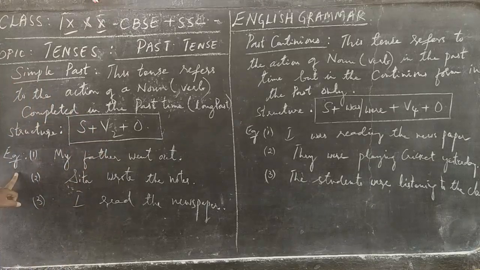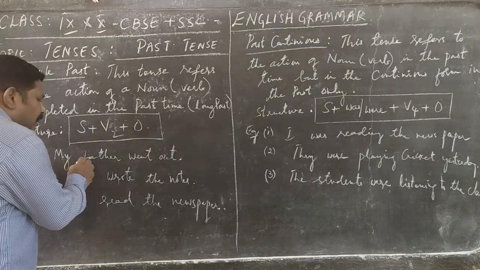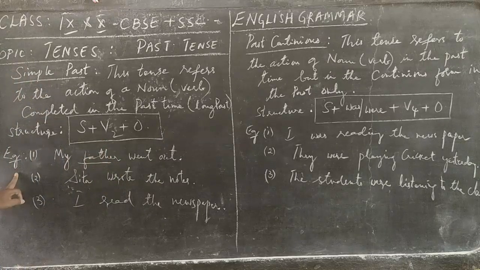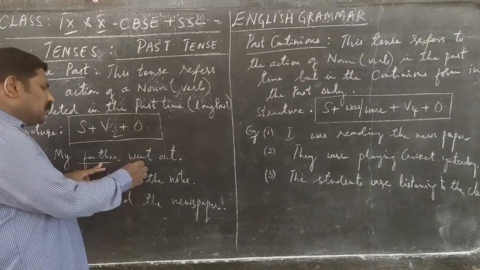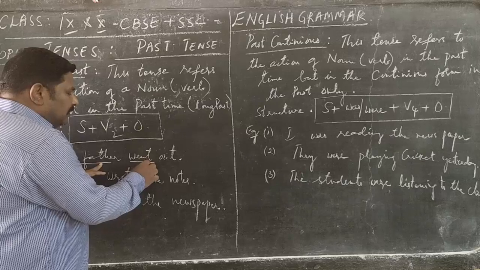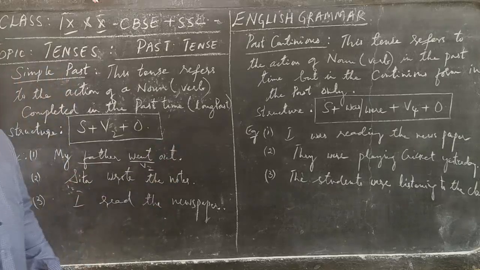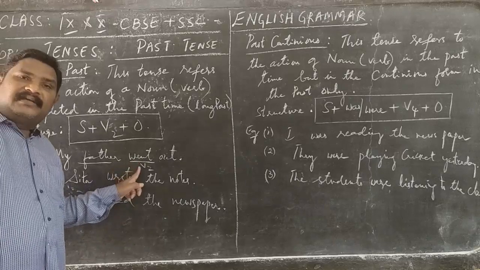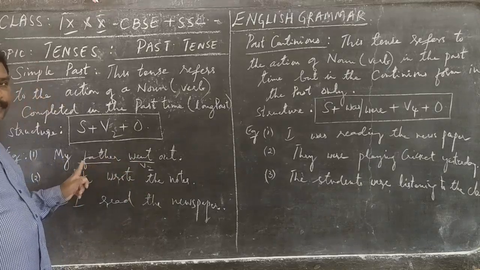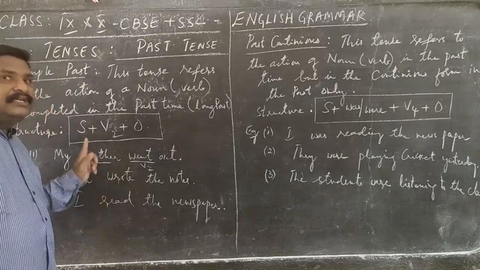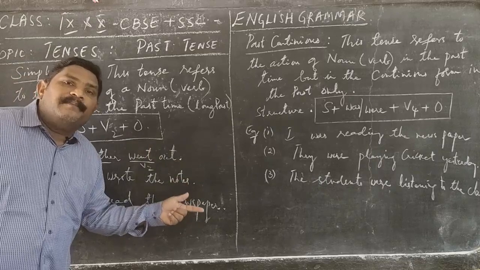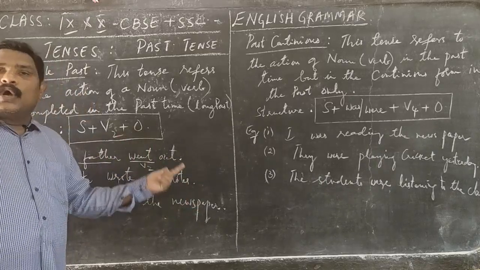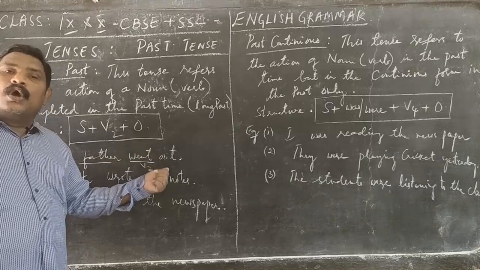So how does the example go? I have taken the subject: my father. My father, what did he do? What happened in the sentence? Went. Went is nothing but V2. Went out. So what is the V1 of went? Go. Go is the V1 of went. Went is the V2 form. What is the V3 of went? Gone. Go, went, gone.